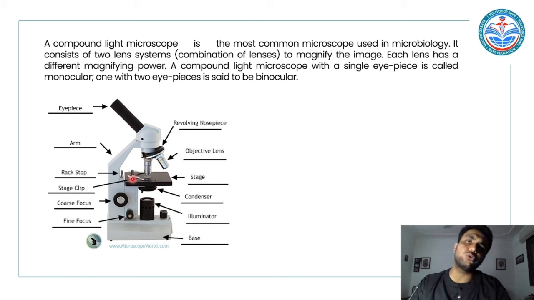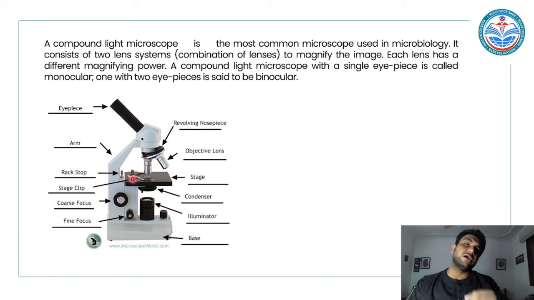What do I mean by 2 to 3 lens? That means how many lenses are there on the stage that can rotate, that you can see one at a time. So, a 2 to 3 lens system. And then each lens has a different magnifying power. Obviously, it has to have a different magnifying power, because if it has the same magnifying power, what is the use of putting two lenses of the same power?